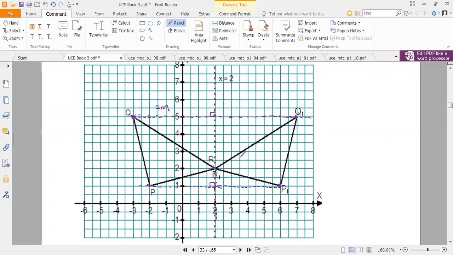Then afterwards, you join the points P prime, Q prime, and R prime to form the image of PQR, which is the reflection of triangle PQR in the line x = 2. So basically, this is how we deal with reflections through mirror surfaces, or sometimes through what we call lines. Sometimes we shall also be given equations of lines to act as our mirror surfaces.